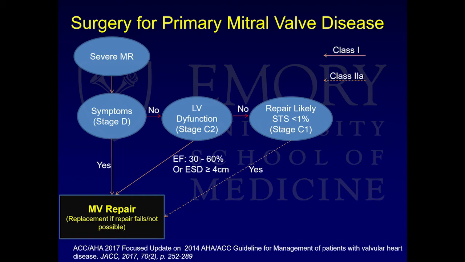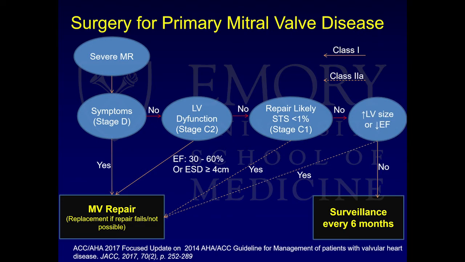There was a recent update or tweak to the guidelines that says, look, if you don't have symptoms, you don't have LV dysfunction, you're not even sure that your surgeon can completely fix that valve, but you have progression of LV changes, such as your EF dropping, maybe it's not less than 60%, but it went from 70 to 65 and your diameters are getting bigger, well, now that's a 2A indication that you can refer them for mitral valve surgery. If you don't have any of these indications and you decide to watchfully wait, then we would surveil them every 6 months. This is important to know. These are the questions that get asked on your tests.